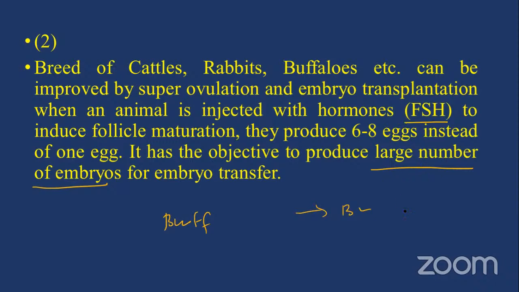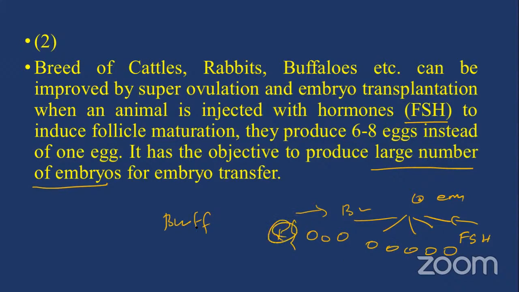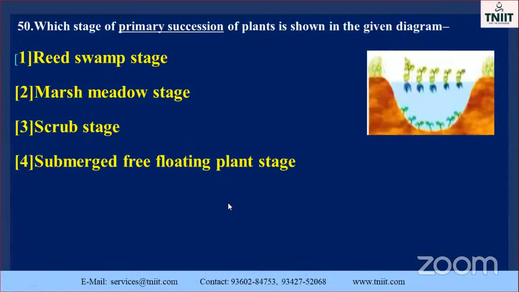When you are not injecting, you will get the one embryo, isn't it? Normal. When you are injecting the FSH, what happens? You will get 6 to 8 embryos. That is very, very important, my dear. So this is the concept.